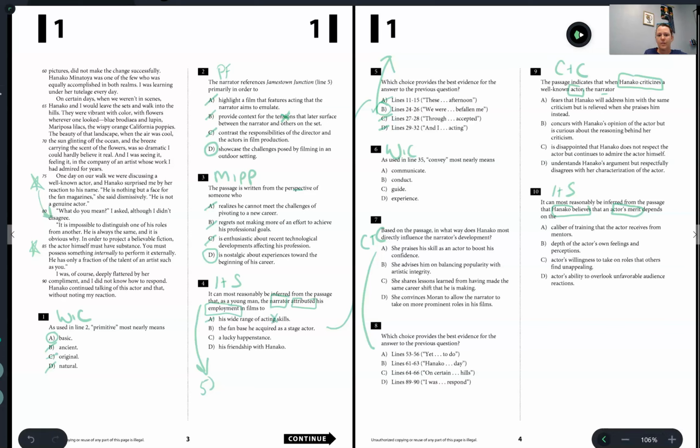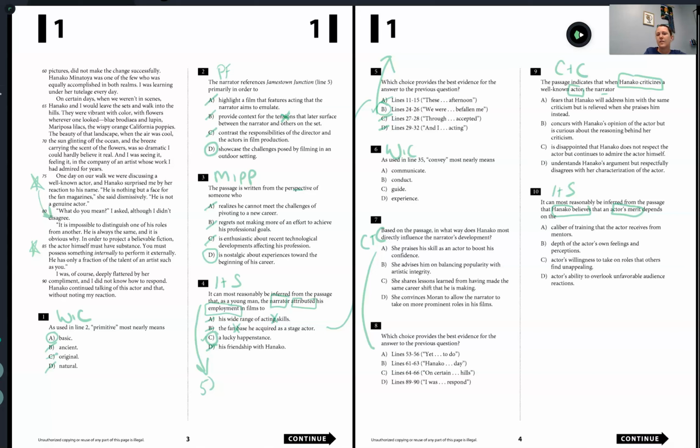We can get rid of A. We never learn of a fan base. We can get rid of B. Lucky happenstance feels like good fortune. And then his friendship with Hanako. So he didn't get the job because of Hanako, but he did learn a lot from Hanako. Unfortunately, that does not connect to the line we chose, nor does it say how he came to be employed. So it is C.